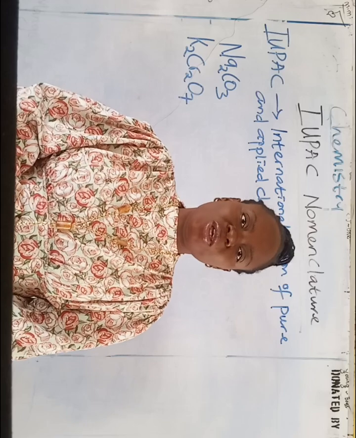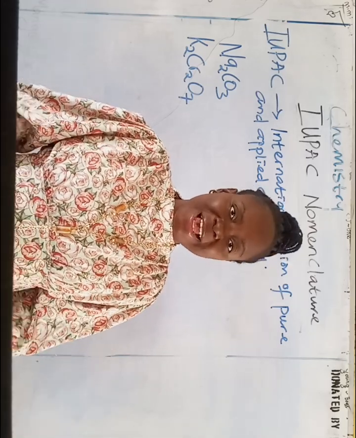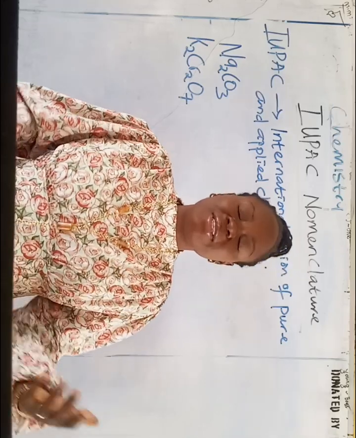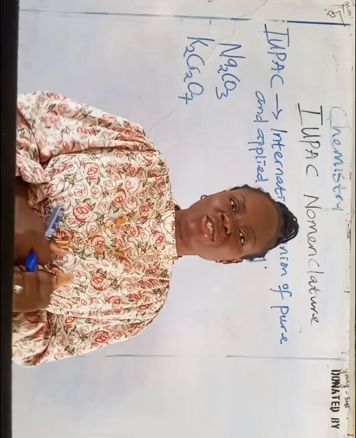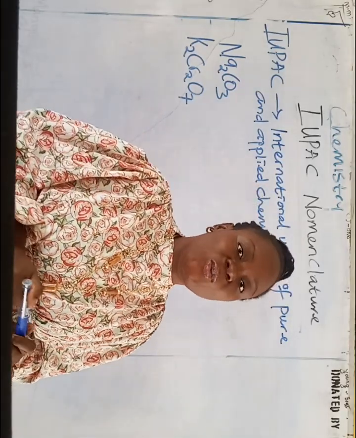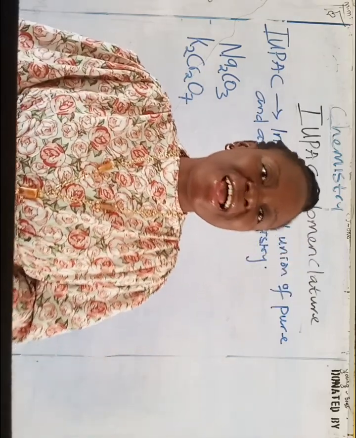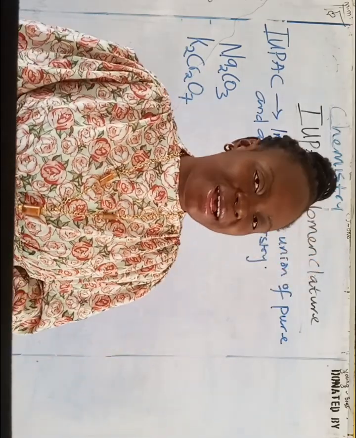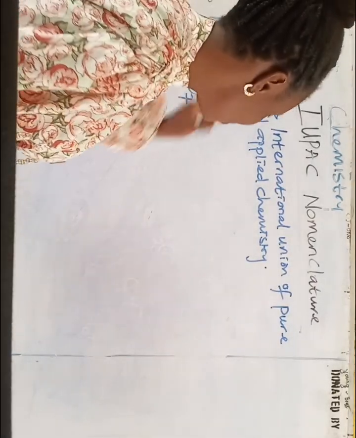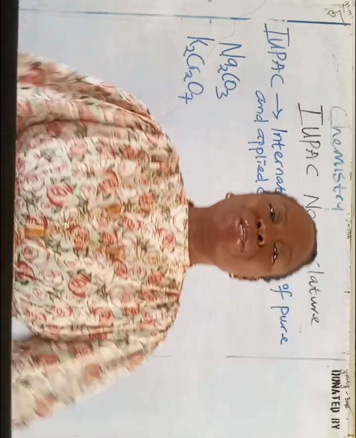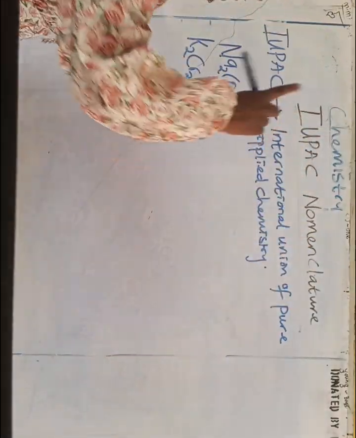Okay, the last time we already talked about formula formation using the radicals, both the positive and negative radicals, then combining with some elements that were willing to give out electrons. So today we will be doing IUPAC naming. Somebody will ask me, what is IUPAC? IUPAC means International Union of Pure and Applied Chemistry. And IUPAC nomenclature, nomenclature means naming.